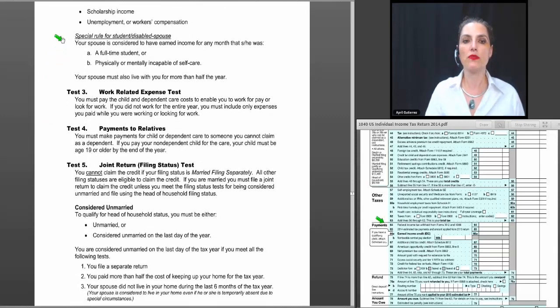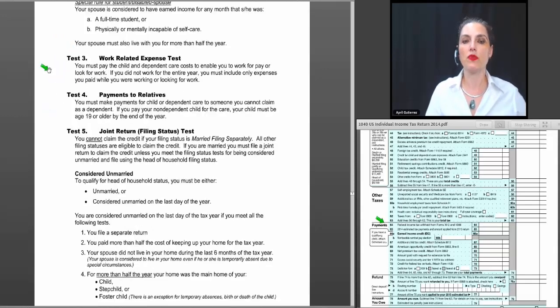There are special rules if you have a student or a disabled spouse. Your spouse is considered to have earned income in any months that he or she was a full-time student or is physically or mentally incapable of self-care. Your spouse must also live with you for more than half the year.